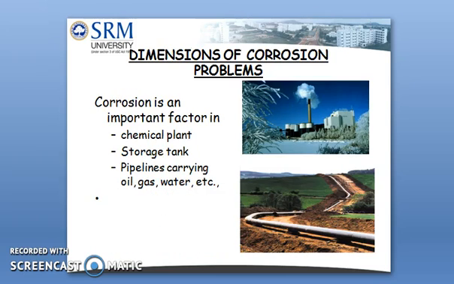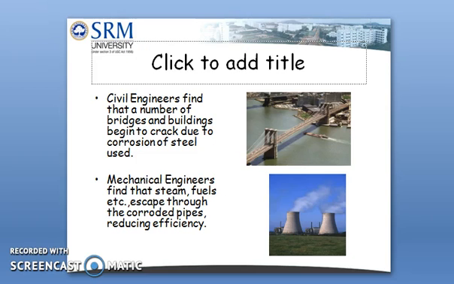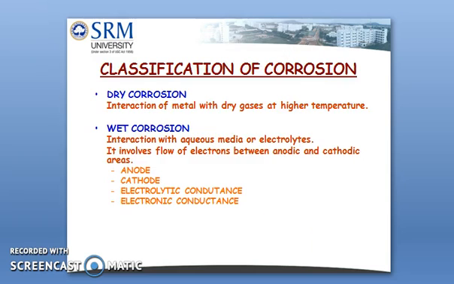Let us see a few examples of the dimensions of the corrosion problem. So this is a chemical plant releasing heavy toxic gas, which ends up with corrosion. Pipelines carrying underground, civil bridges, chimneys in big industries, corroded pipes. Because of this, you get reduced efficiency.